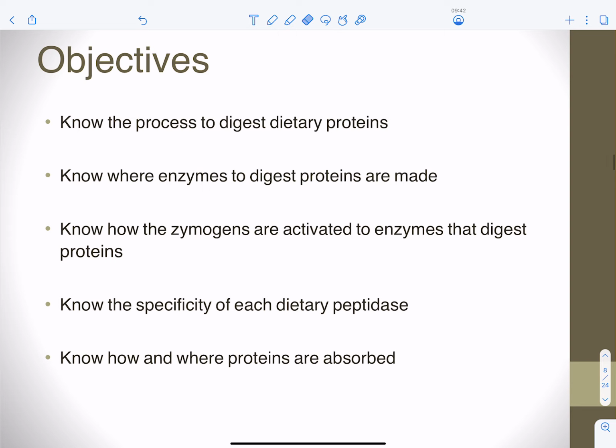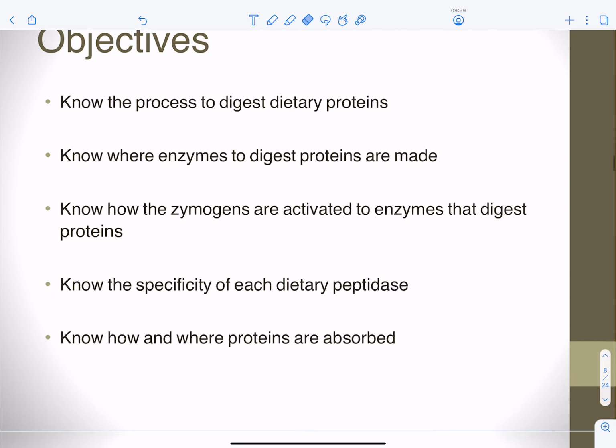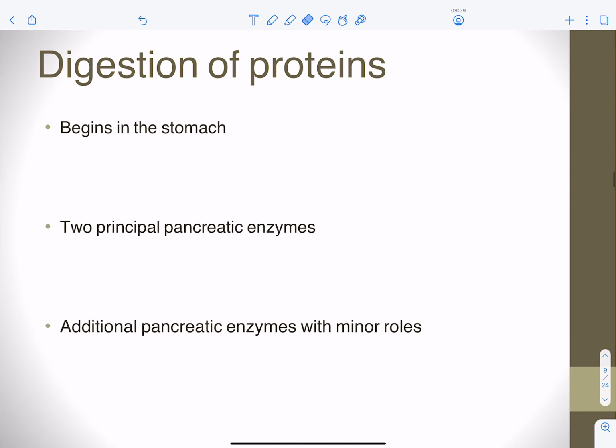So for this part of the lecture, we're going to talk about the process of digesting your proteins and the enzymes involved in that. We're going to talk about how these zymogens get activated to actually digest the proteins and the specificity of these peptidases. We also are going to talk about protein absorption.